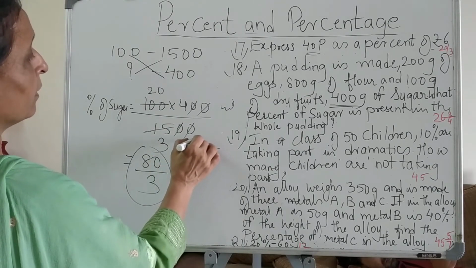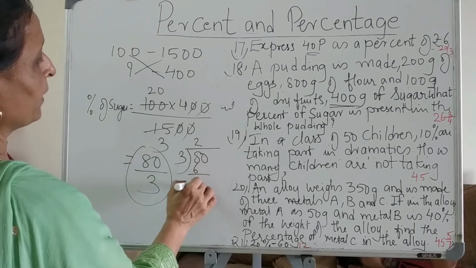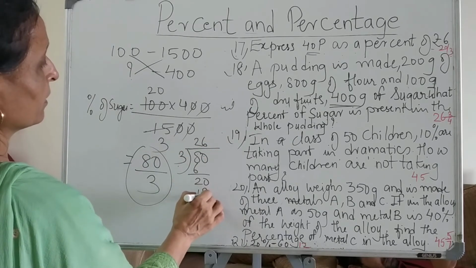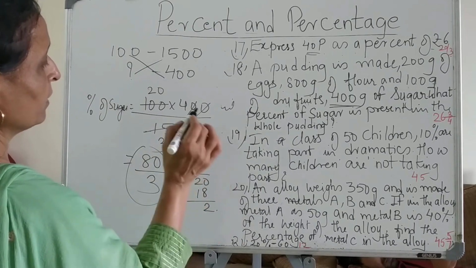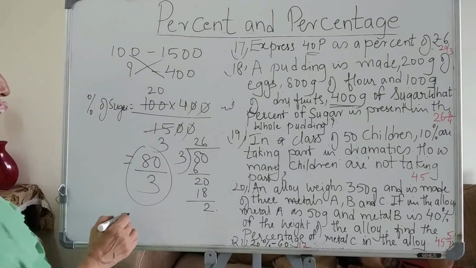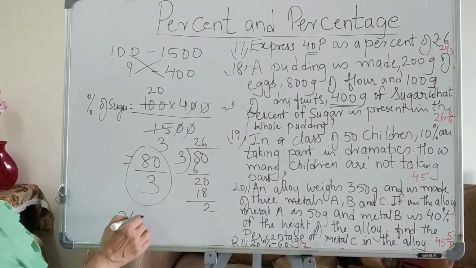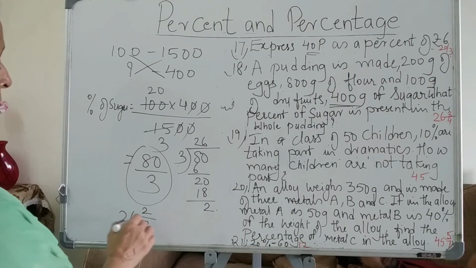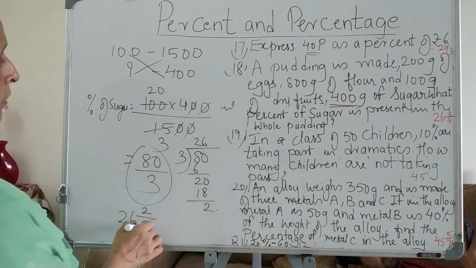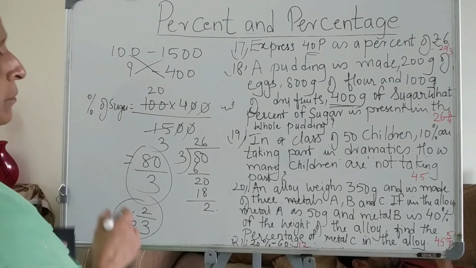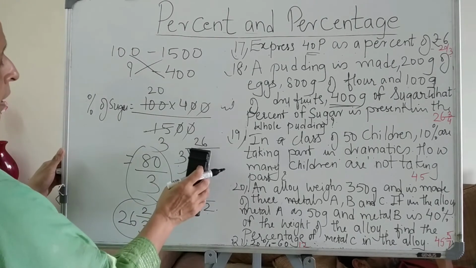So 3 2s are 6. Now 20 is remaining, so 6 3s are 18, 80 minus 78... now again 2 is remaining. So you can put it in mixed fraction: 26 and 2 by 3. 3 is the divisor, and you put 26 2 by 3. This is the mixed fraction.